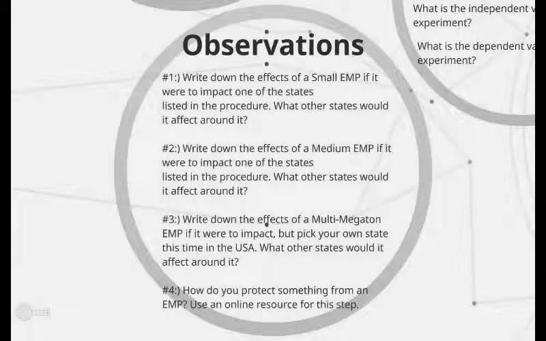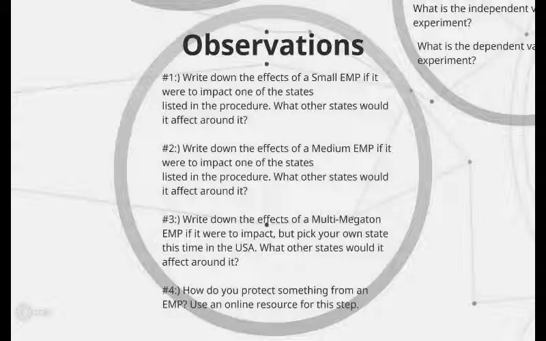Observations. Number 1. Write down the effects of a small EMP if it were to impact one of the states listed in the procedure. What other states would it affect around it? And number 2, write down the effects of a medium EMP if it were to impact one of the states listed in the procedure. What other states would it affect around it?